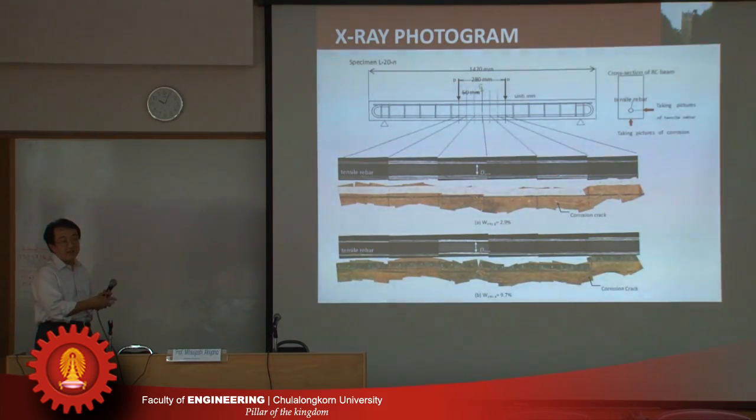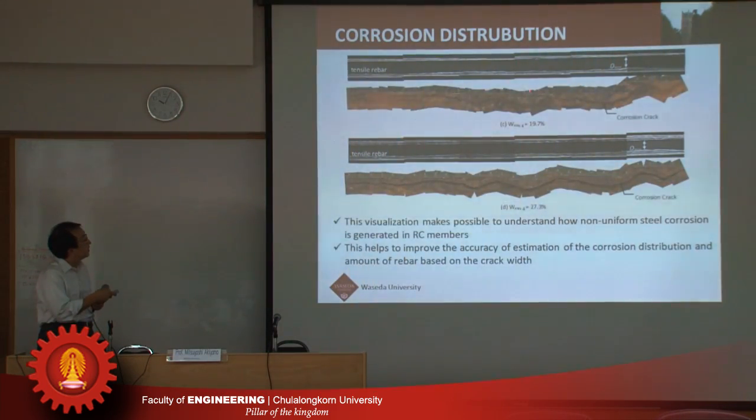As the averaged steel weight loss increases, you can see some localization of steel weight loss, and the corrosion crack becomes wider, larger, like this. I believe this visualization makes it possible to understand how non-uniform steel corrosion is generated. And this helps to improve the accuracy of estimation of corrosion distribution and the amount of rebar based on the crack width.